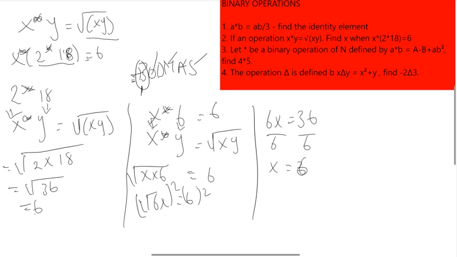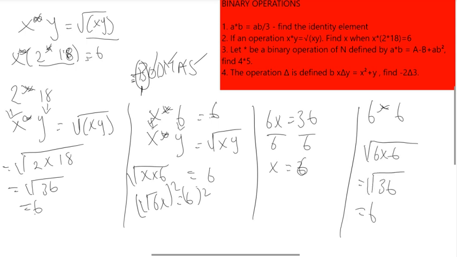To check whether it is correct, we'll put 6 as x here and see if we will get 6. So let's do that. So we have 6 asterisk 6, right? And remember, this is equal to root xy, so 6 times 6, that's equal to root 36, and this is 6. So it means that it is correct, right? So x is 6 for this question.